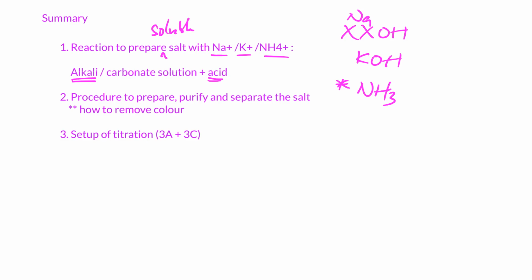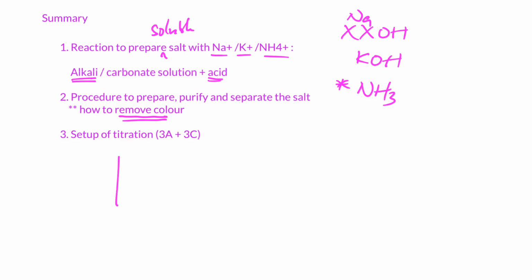The procedure to prepare and purify to separate the salt. We also specially talked about how to remove the color of the indicator. Remember, the method is to repeat the experiment with exactly the same volume of acid and alkaline used, but this time we don't add indicator in it. So that will be the way to prepare a colorless solution. After that, you just boil the solution to concentrate, cool to crystallize, and then filter, wash, and dry.